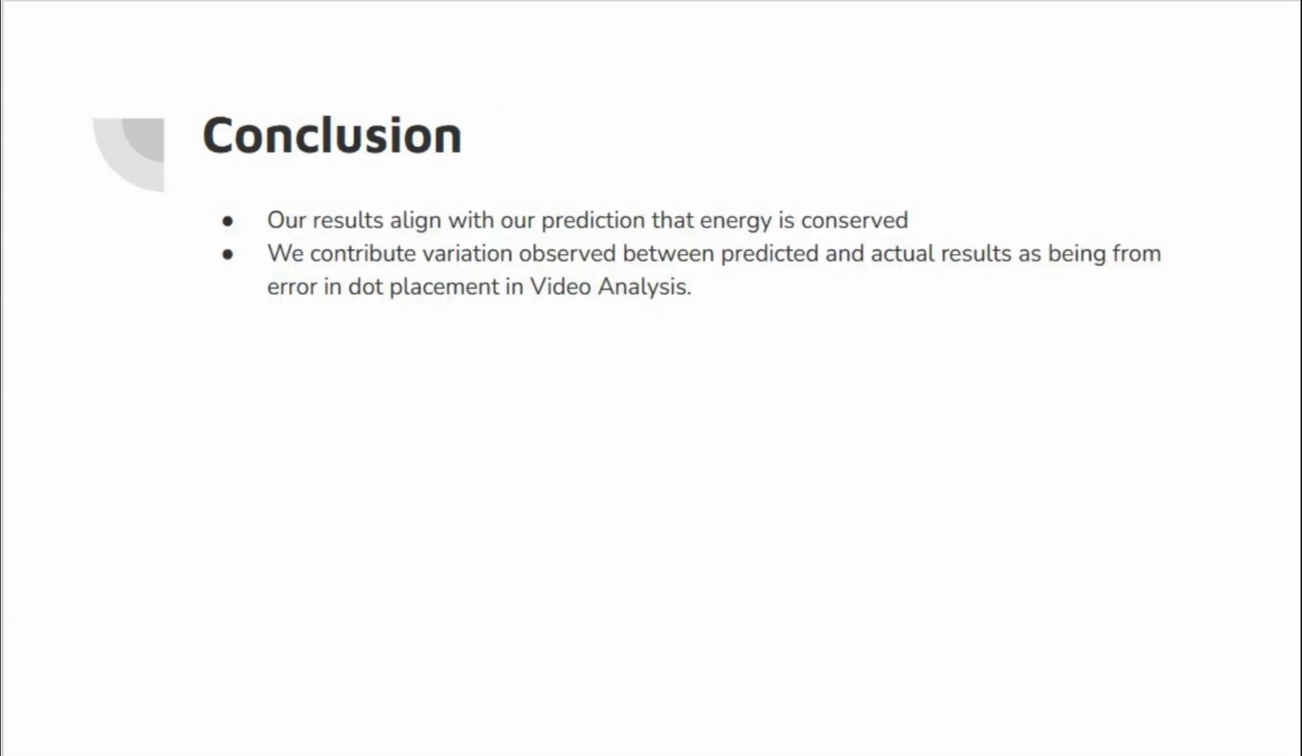In conclusion, our results align with our prediction that energy is conserved throughout projectile motion. Any variation we observed between the predicted and actual results was from error in dot placement through the video analysis rather than the actual motion itself.